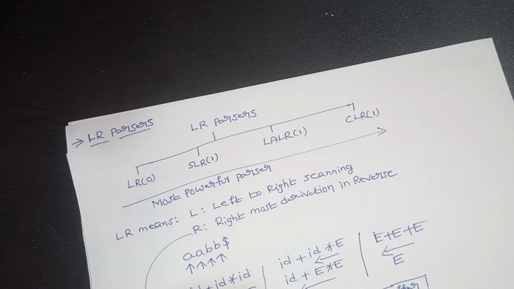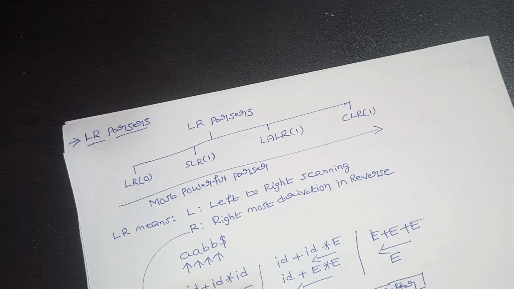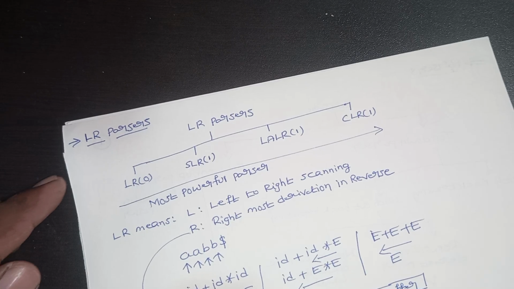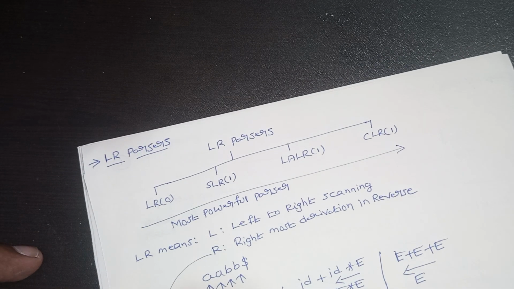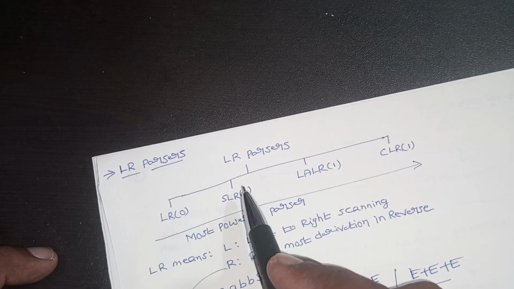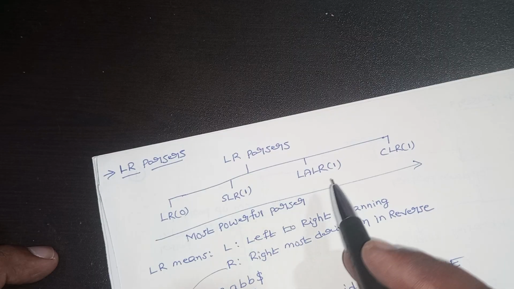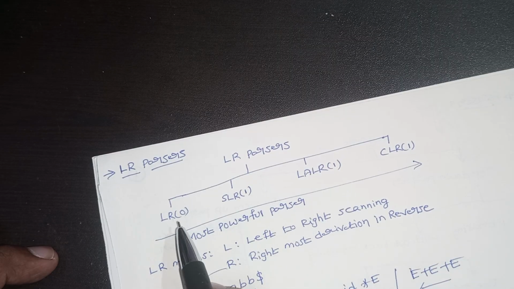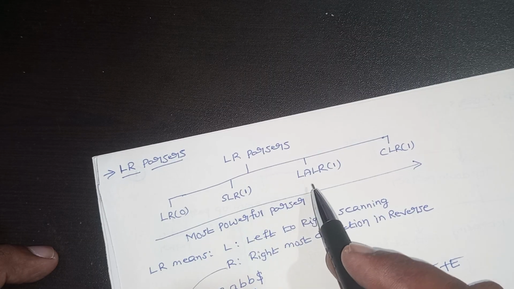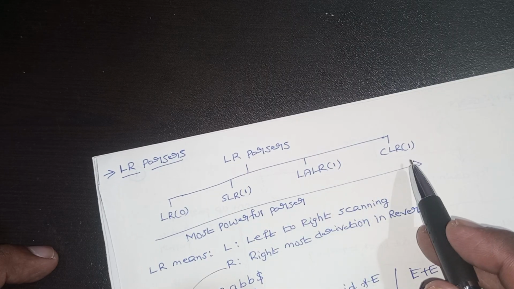In this class we discuss the LR parsers. First, because they are very important from the examination point of view, I have taken them first. Coming to the LR parsers, we have a total of 4 types: LR(0), SLR(1), LALR(1), and CLR(1).